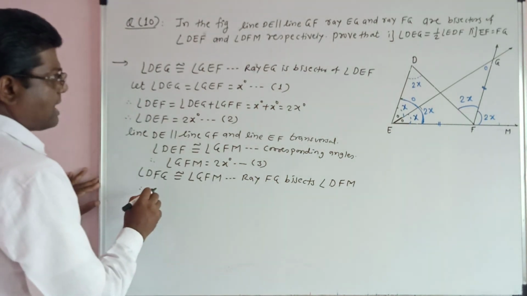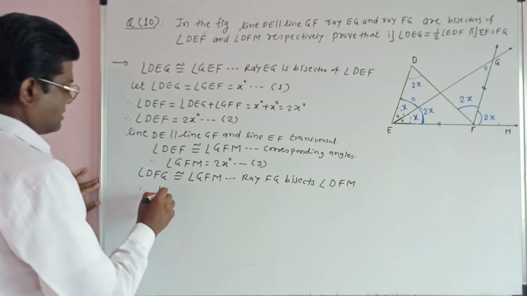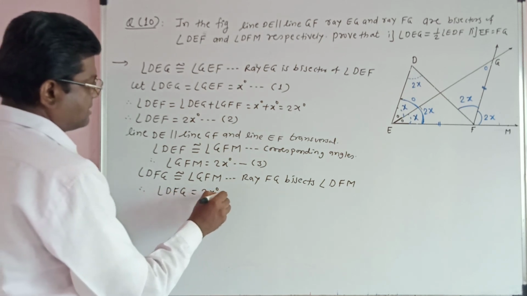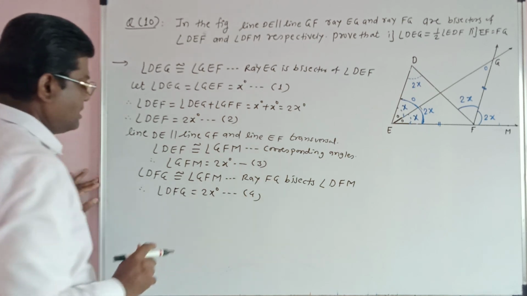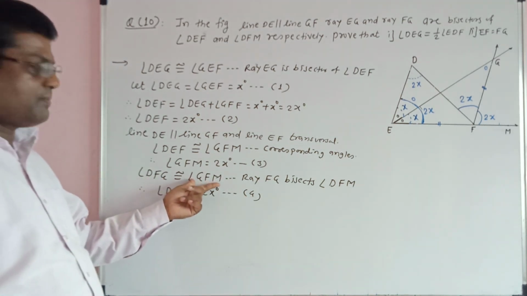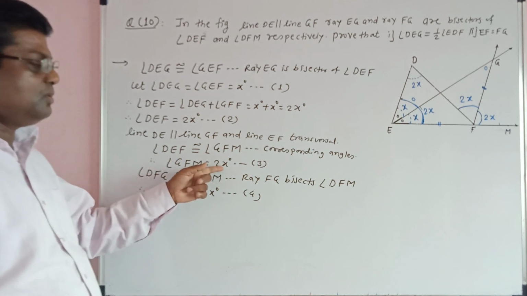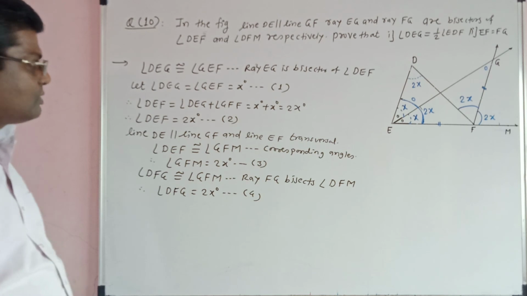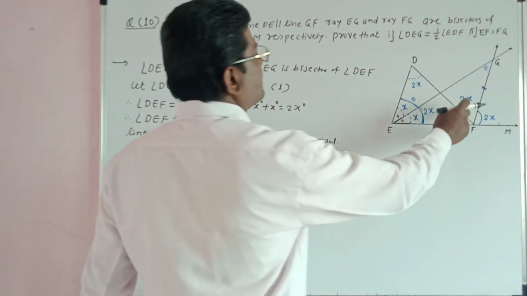Therefore angle DFG is equal to 2x degree. This is equation number 4. Because DFG is equal to GFM, but GFM is equal to 2x degree. Therefore DFG is also equal to 2x degree.